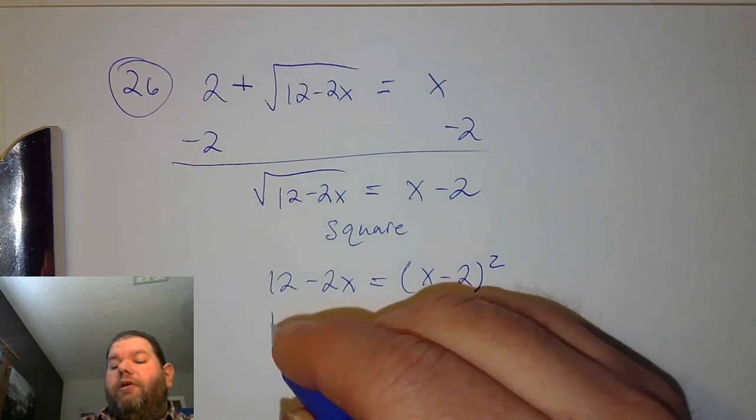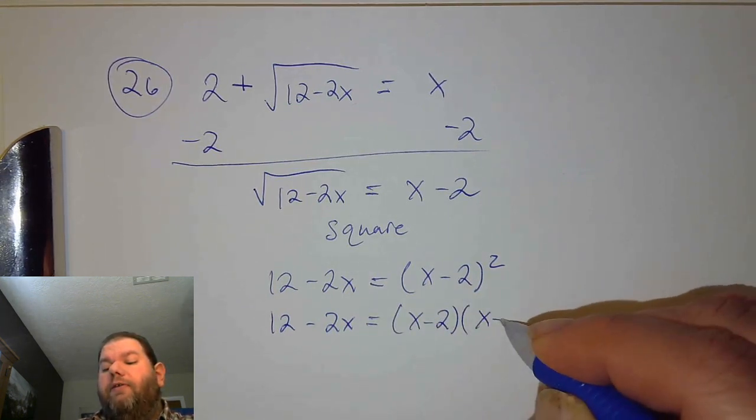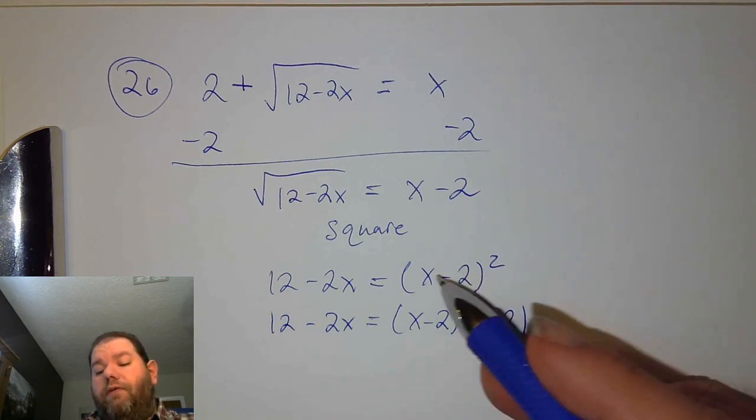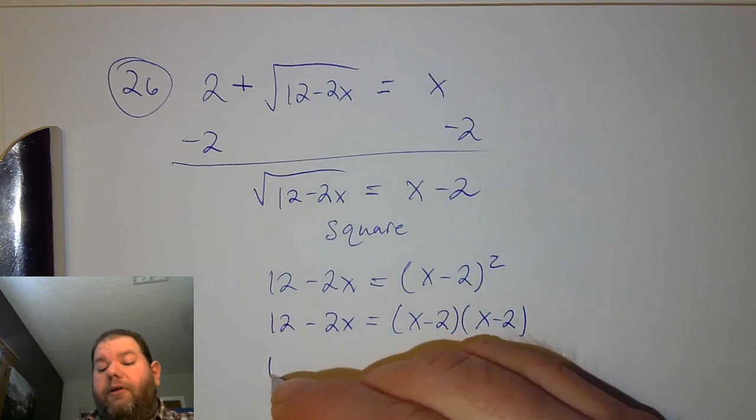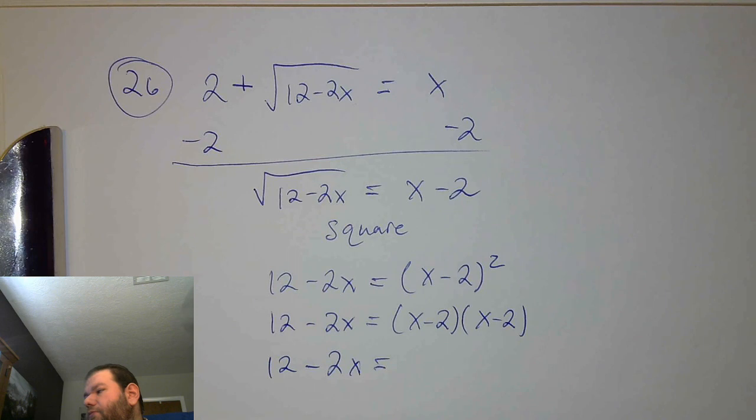So we have x minus 2 squared. We can think of that as x minus 2 times x minus 2, and we can go through and FOIL that, or if you're comfortable squaring a binomial, that approach works as well. So what do we get when we FOIL the right hand side? X squared minus 4x plus 4. Good.